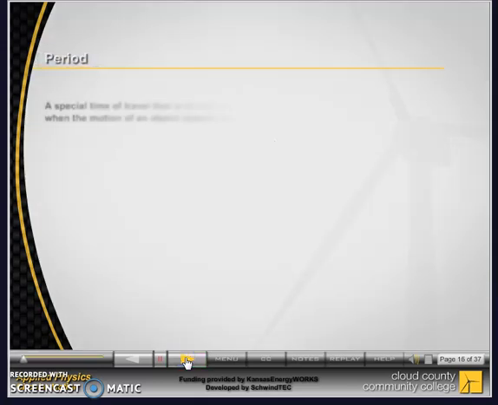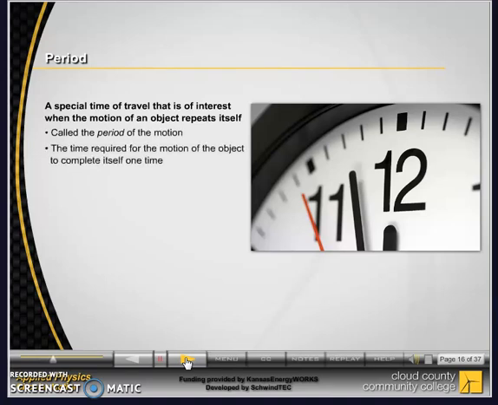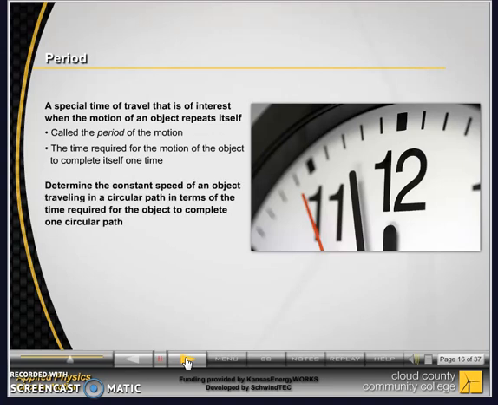There is a special time of travel that is of interest when the motion of an object repeats itself. This special time is called the period of the motion and is the time required for the motion of the object to complete itself one time. You can determine the constant speed of an object traveling in a circular path in terms of the time required for the object to complete one circular path. Hence, circumference divided by time is the speed of the object.